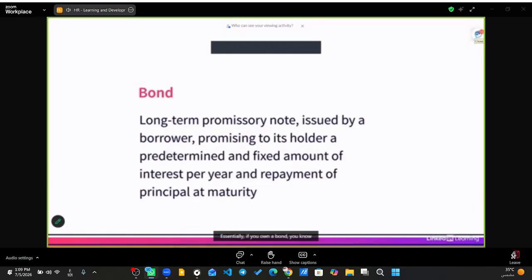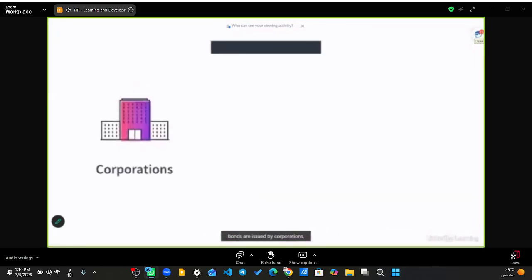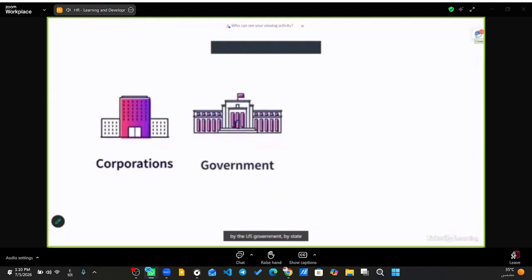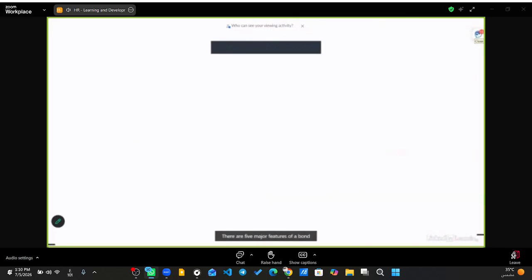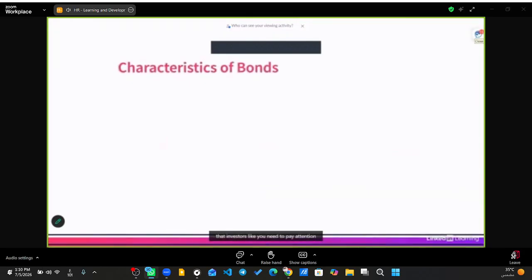Essentially, if you own a bond, you know exactly how much the company has promised to pay you each year, plus they've promised to give you all of your original investment back when the bond comes due in the future. Bonds are issued by corporations, by the U.S. government, by state and local municipalities, and a variety of other organizations. There are 5 major features of a bond that investors like you need to pay attention to when evaluating that bond.